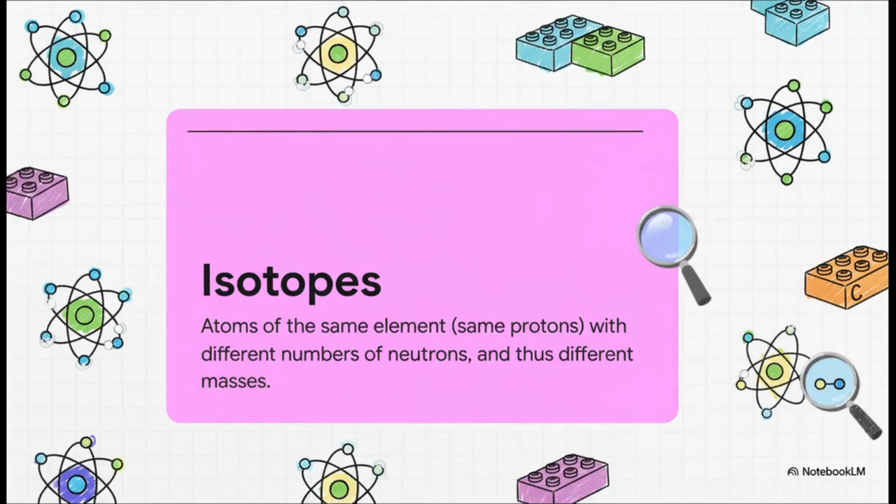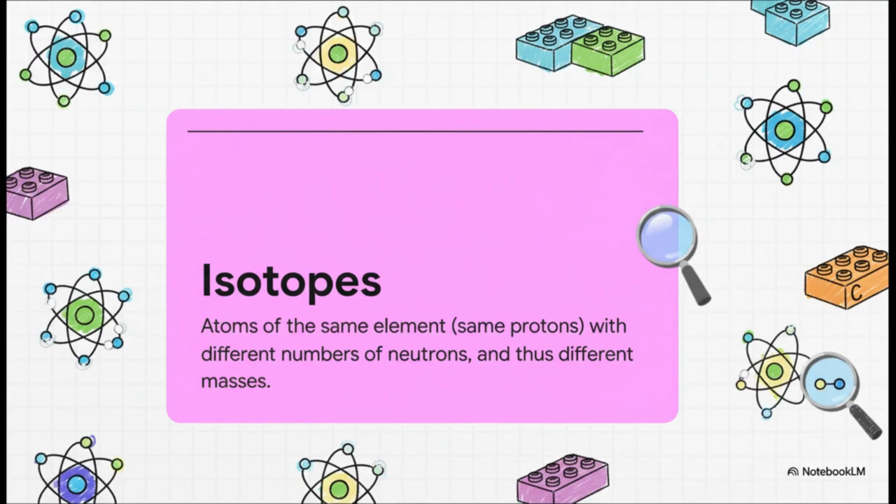So, what happens if you have the same number of protons, but you mess with the number of neutrons? Then you get isotopes. They're basically different versions of the same element. They have the same identity, same chemical personality, but they have different weights because of those extra neutrons.